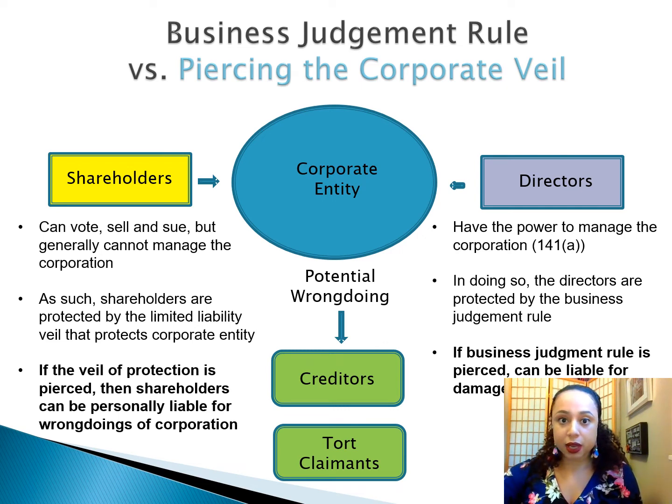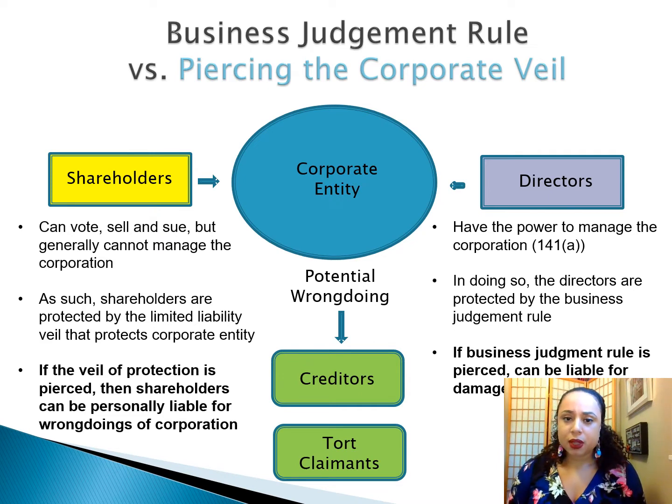So before getting to the actual cases that examine the contours of piercing the corporate veil, I wanted to first explain in detail the differences between the business judgment rule and piercing the corporate veil. So we've seen this diagram before. I've used a comparable diagram when I first introduced the concept of corporate entities, and this diagram was helpful in distinguishing the various rights and duties between shareholders and directors.